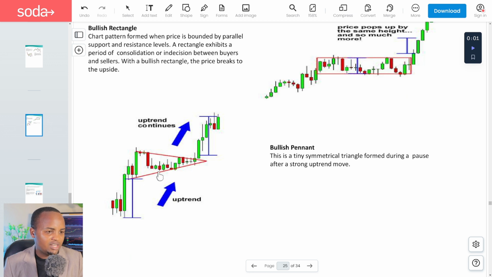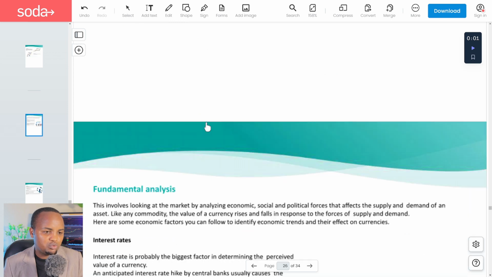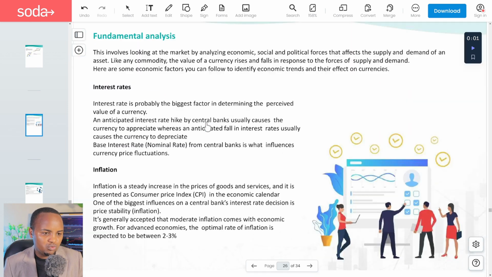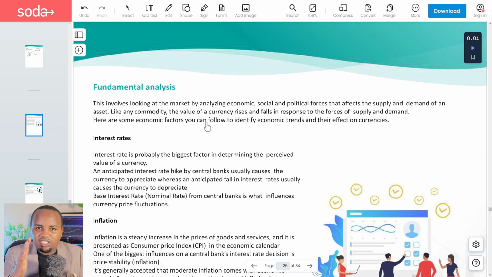Now we have this range that is across this area. We have this line that is moving up, and the other one moving just like this, which is called a bullish triangle. Then it is a representation that the market is going to break that zone and move high. Now that is the technical side.